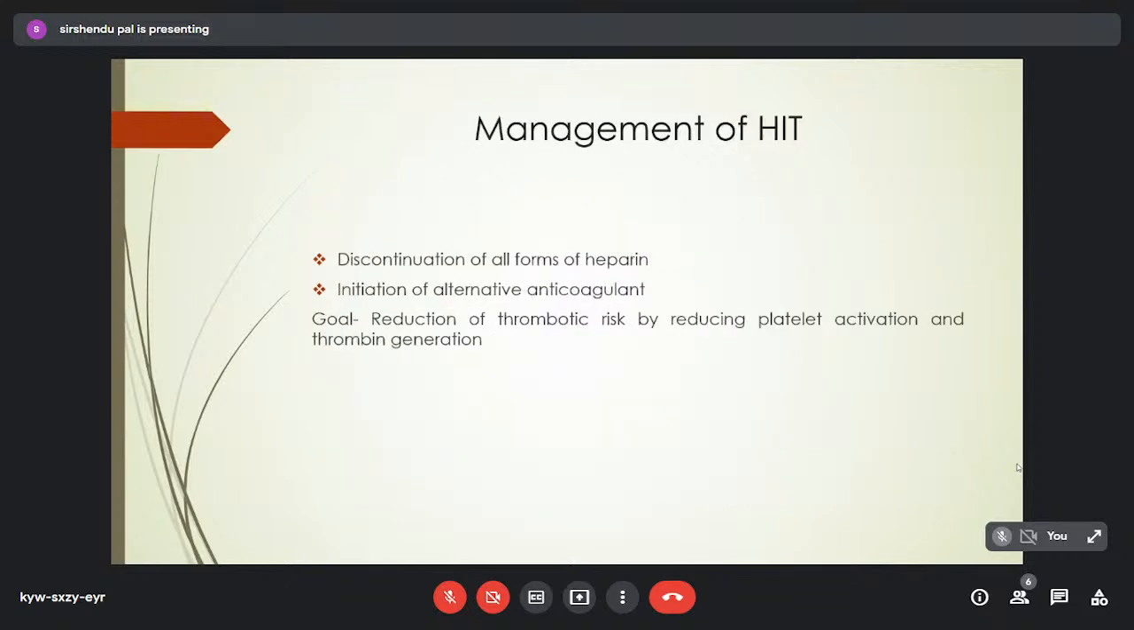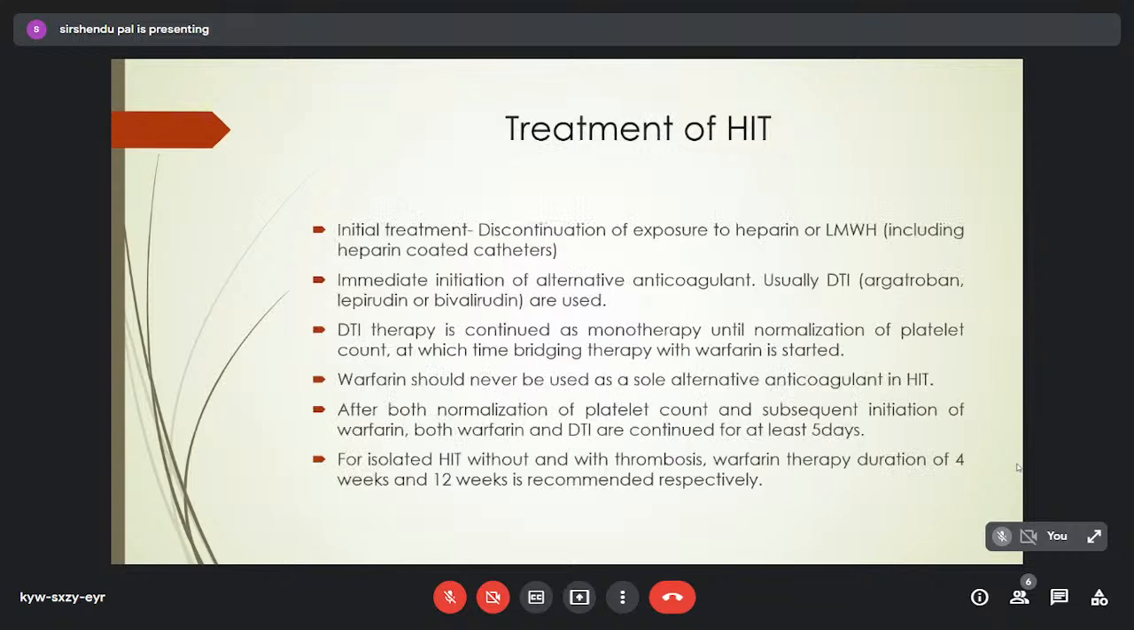Coming to the management of HIT, the goal is to reduce the risk of thrombotic complications by reducing platelet activation and thrombin generation. So we have to discontinue all forms of heparin and we have to initiate an alternate anticoagulant. Coming to the treatment of HIT, the initial treatment is to discontinue the heparin exposure. Even the heparin-coated catheters have to be removed. Initiation of an alternative anticoagulant is done. Usually the direct thrombin inhibitors like argatroban, lepirudin or bivalirudin are used.